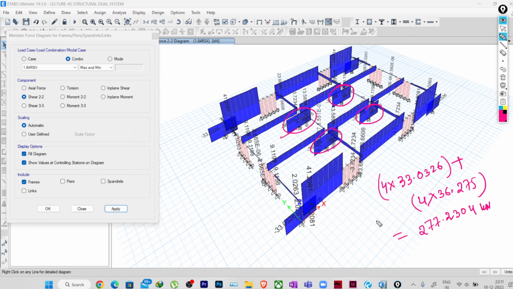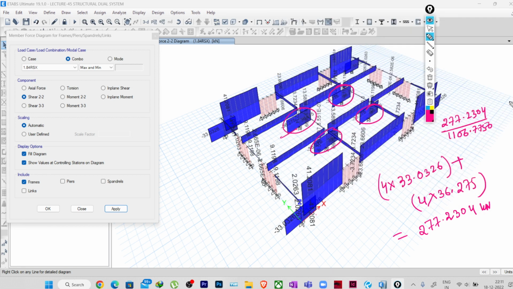So what is the percentage? The percentage will be 277.2304 by 1106.7756, multiplied by 100. It is around 25.048%, that means about 0.05% over. So here also, in the x direction, the columns are taking 25% of base shear if you scale up with that factor.